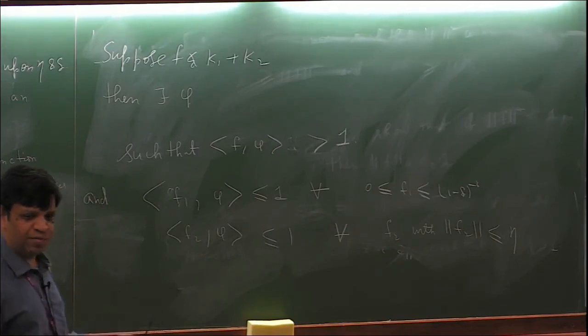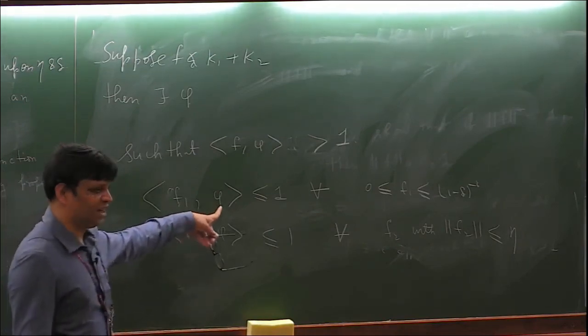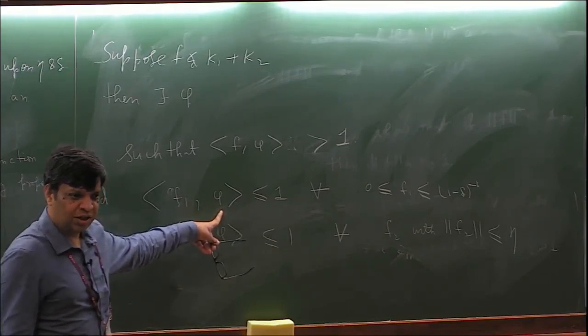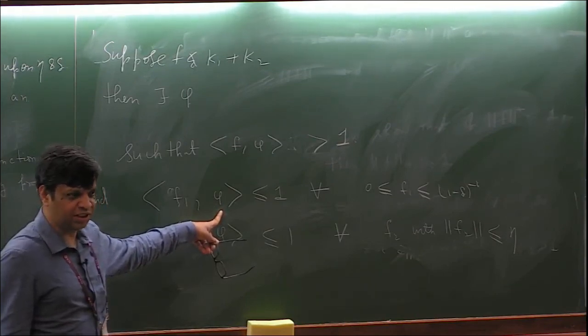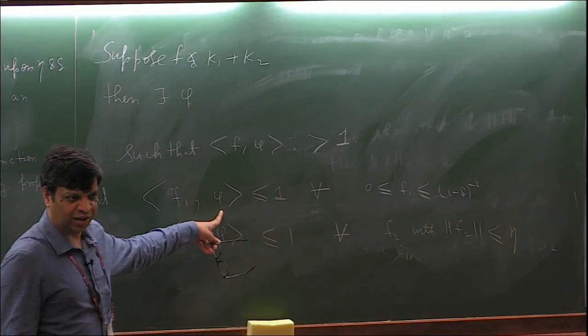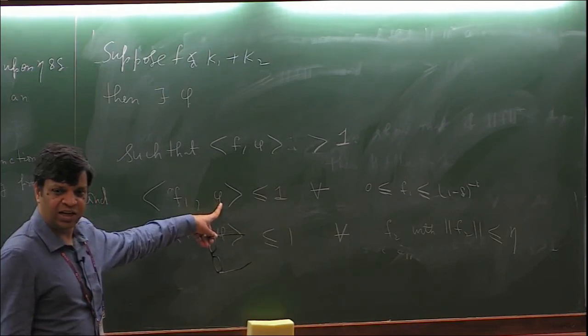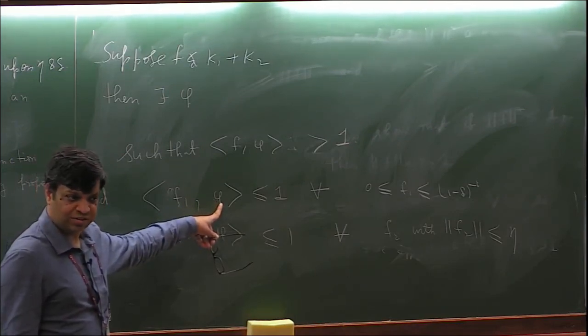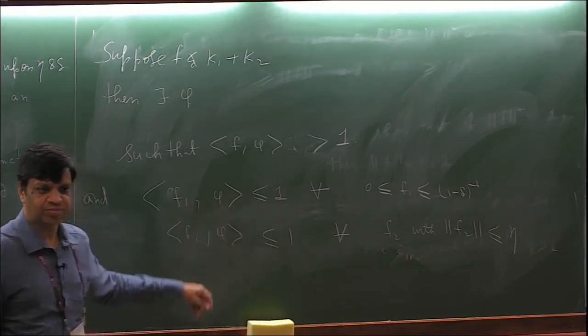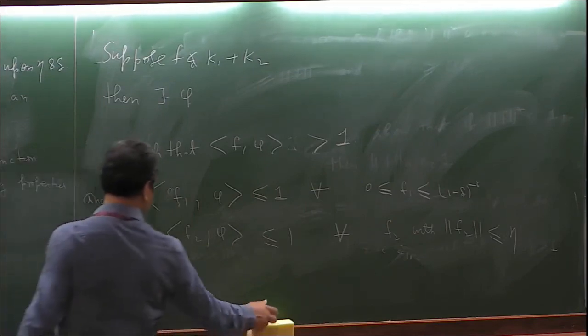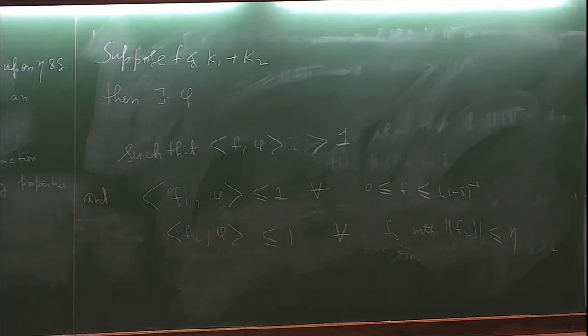So now let me make a simplifying assumption that this phi which I have obtained is actually a positive function. In general, this phi need not be positive, and that's where I will need most of the conditions. But suppose I assume that this phi is a non-negative function. Then the proof becomes easier.